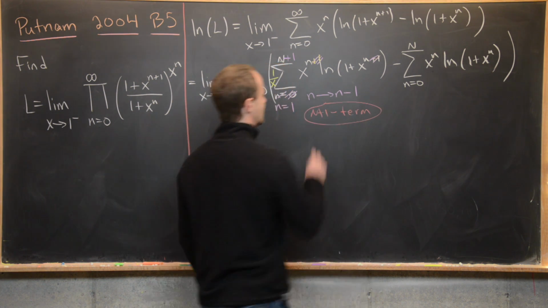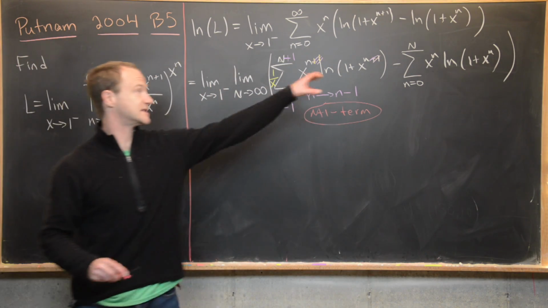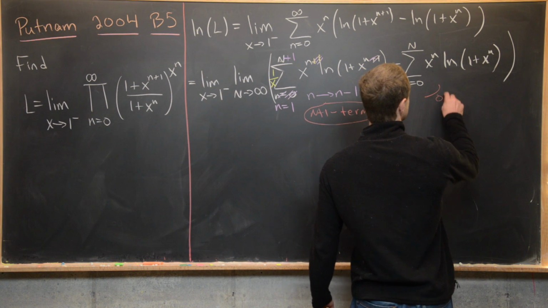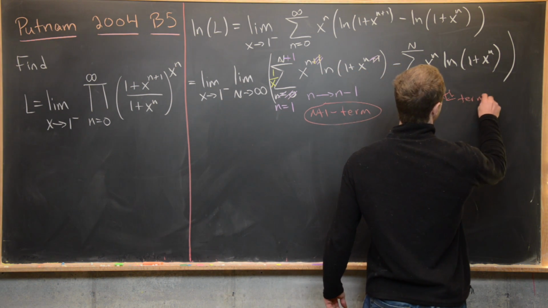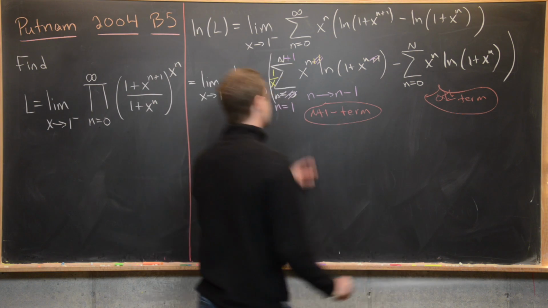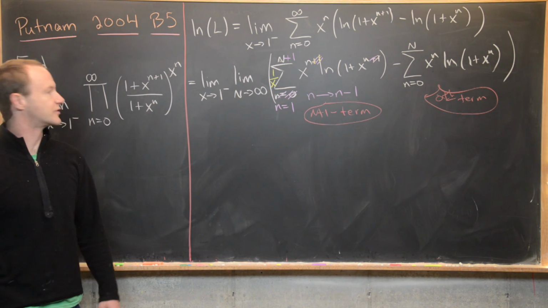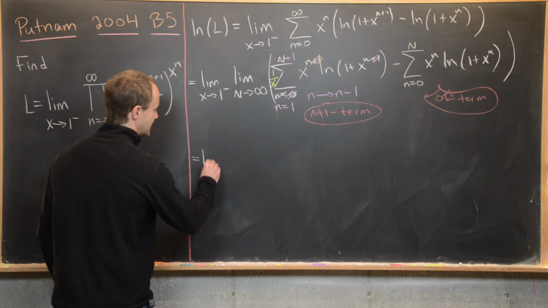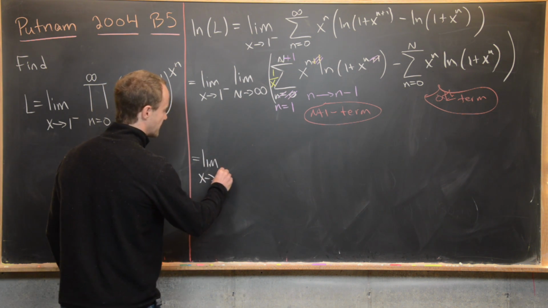So we'll extract the n plus first term from here because the second one doesn't have an n plus first term. And then we'll extract the 0th term from this second sum, again, because this first term doesn't have a 0th term. So let's see what we do when we do that. So we'll have the limit as x goes to 1 from below.